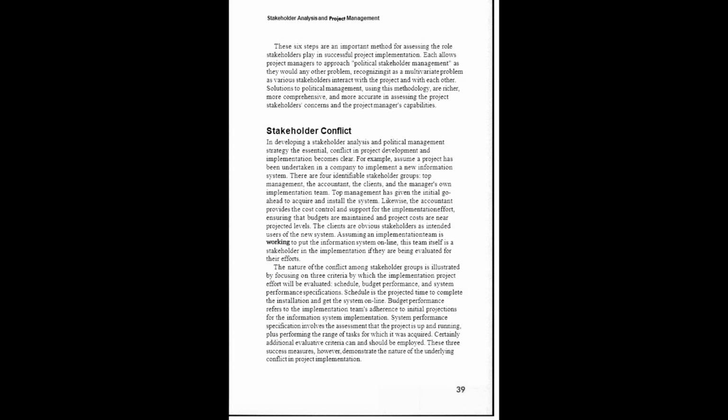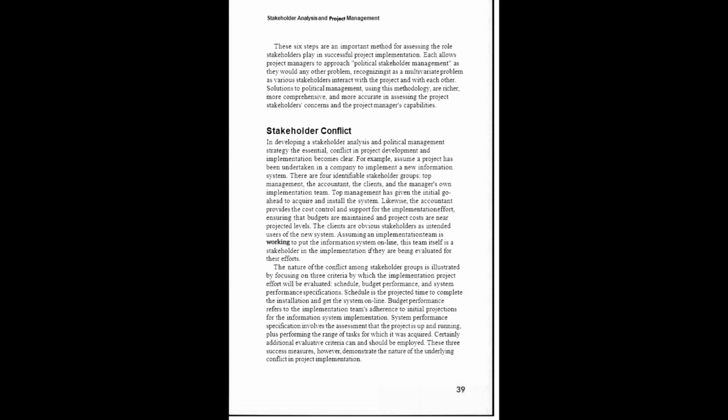Top management has given the initial go-ahead to acquire and install the system. Likewise, the accountant provides the cost control and support for the implementation effort, ensuring the budgets are maintained and project costs are near projected levels. The clients are obvious stakeholders as intended users of the new system, assuming an implementation team is working to put the information system online. This team itself is a stakeholder in the implementation if they are being evaluated for their efforts.